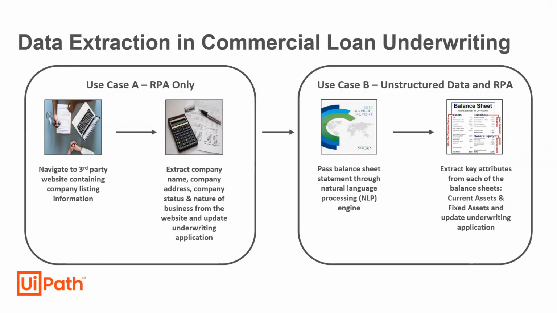So in the first portion of this demo, we'll show you how we can improve upon some of these processes, specifically the extraction of customer information from a third-party website. We'll show you how we can easily build a workflow in UiPath to quickly grab information like the company name and address, and then enter this information into our underwriting system.